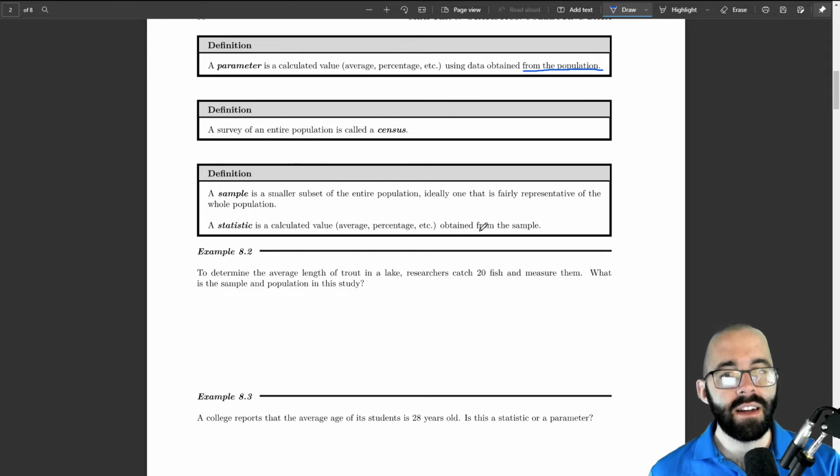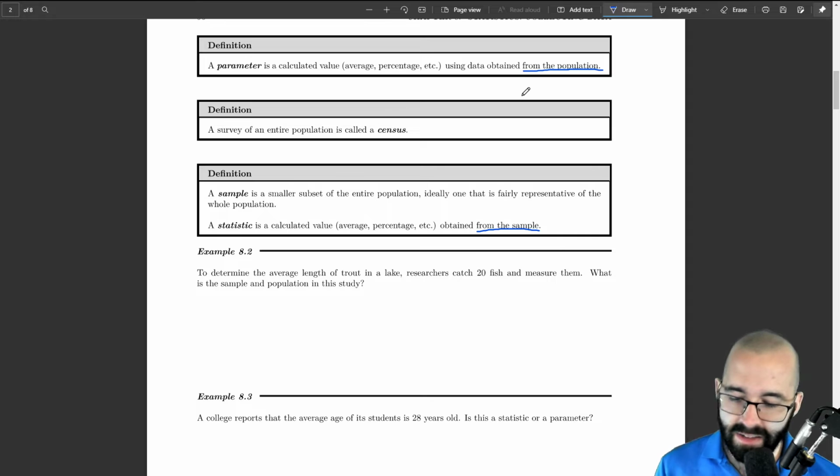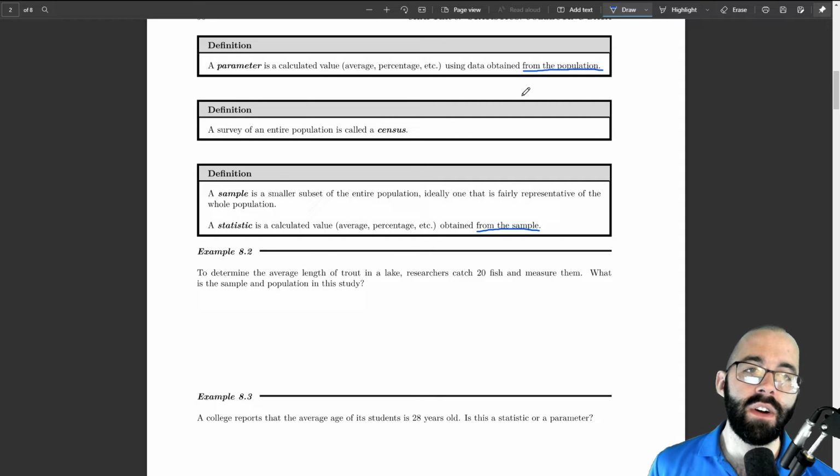A statistic is information or a value from the sample. So those are two things, sometimes you're going to be asked, is this a parameter or is this a statistic? They basically are the same thing. It just matters, where did this value come from?